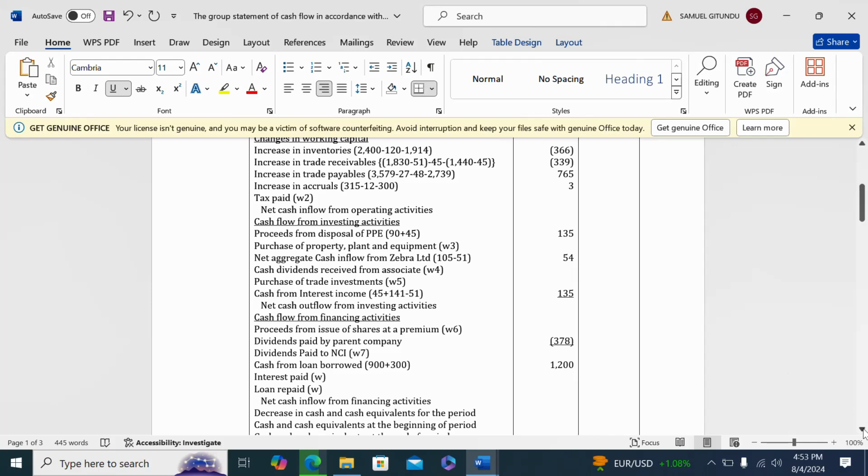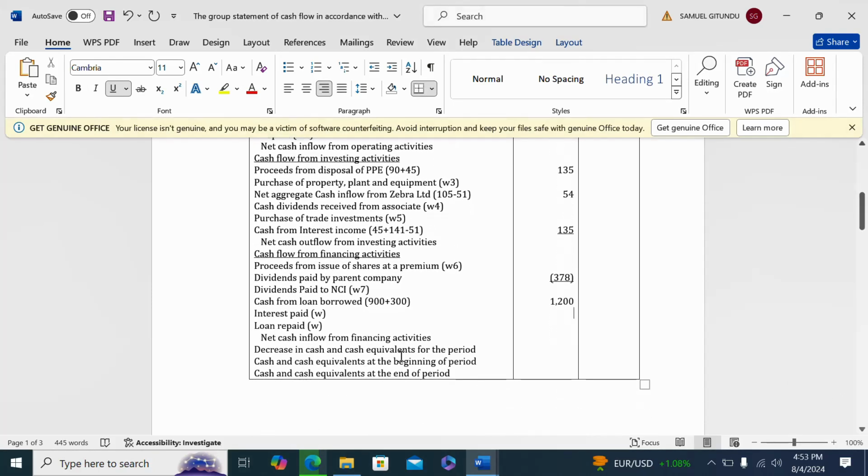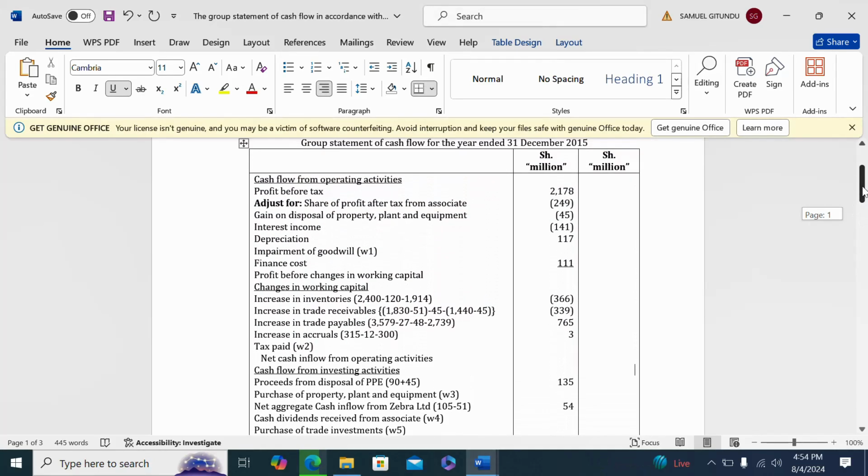Then from there you can come and put in this side the cash and cash equivalent at the beginning of the period. So this one we can call working 8, and this one we can call working 9. Then from there you can put cash and cash equivalent at the beginning of the period in this column. So without any working, how many marks could you get in this question?